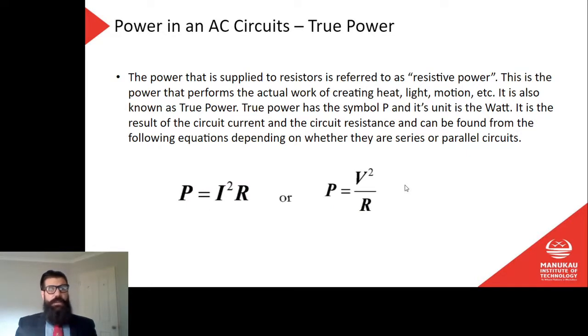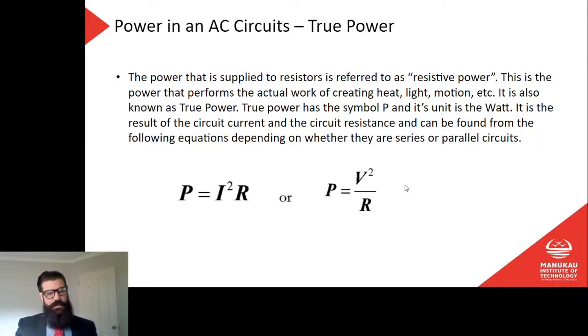Okay, so power in AC circuits, true power. The power that is supplied to resistors is referred to as resistive power. This is the power that performs the actual work of creating heat, light, motion, etc. It is also known as true power. True power has the symbol P, and its unit is the watt. It is the result of the circuit current and the circuit resistance, and can be found from the following equations, depending on whether they're series or parallel circuits.